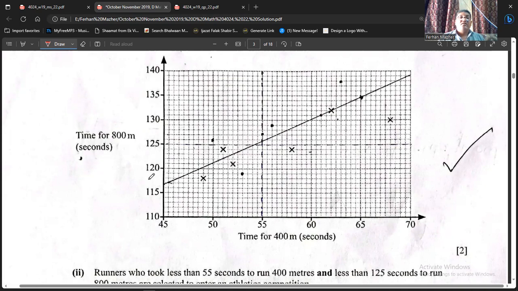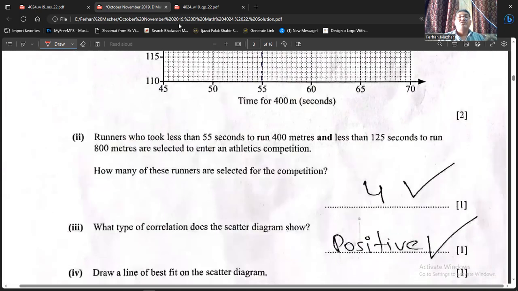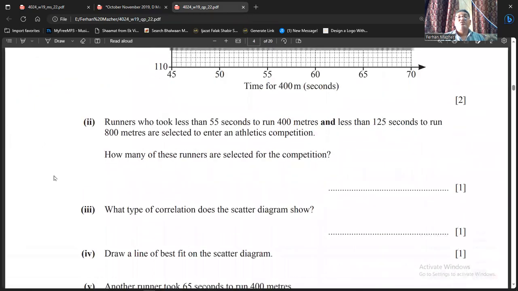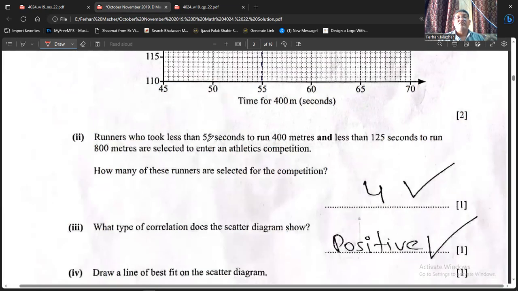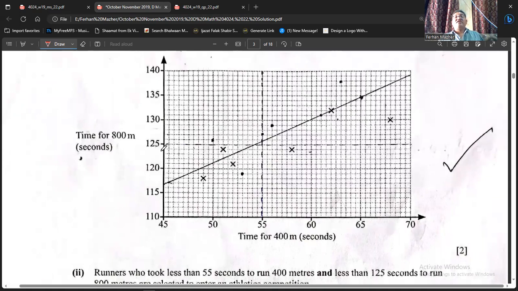Okay. Then he says the runners who took less than 55 seconds to run 400 meter and less than 125 seconds to run 800 meter are selected to enter an athletic competition. So I will draw these lines. So the runners took less than 55 seconds to run. So I draw this line. So you have to remain on the left side of this vertical line. And they took less than 125 seconds to run 800 meter. So basically they are talking about this area.